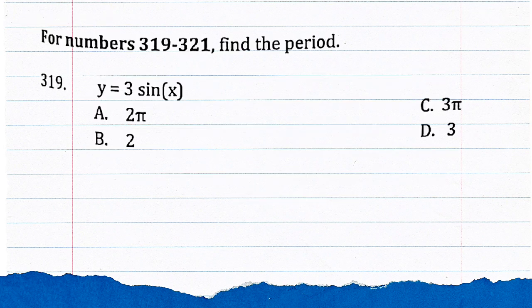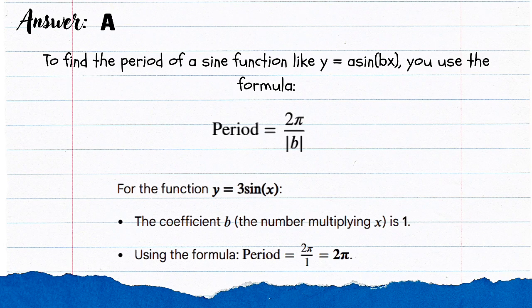For numbers 319 to 321, find the period. Question number 319. Y equals 3 sine x. And here are the choices. Letter A, 2 pi. Letter B, 2. Letter C, 3 pi. Letter D, 3. And the answer is letter A.